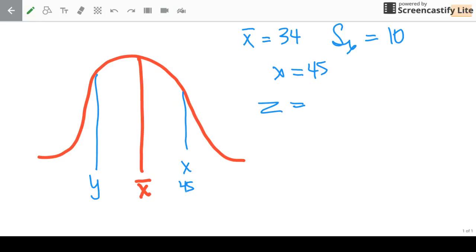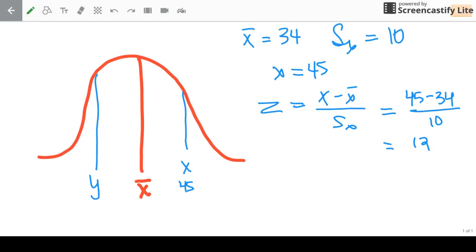So I know already that it's above the mean, so it's on the right-hand side, so I know it's going to be a positive value. And our formula is x minus the mean divided by standard deviation. So I'm just going to plug in those values. So I get 45 minus 34 divided by 10. So that gives me 12. No, sorry, can't subtract. It gives me 11 divided by 10, so that's 1.8.